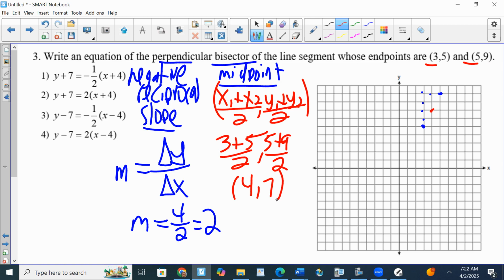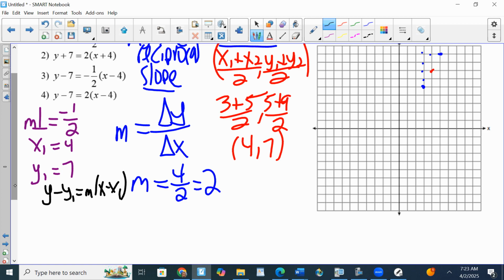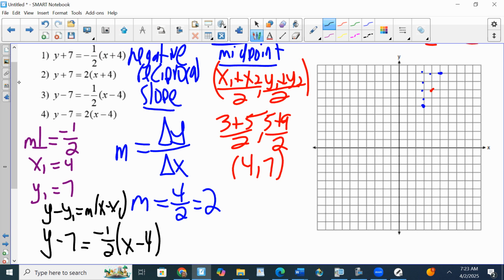So perpendicular lines have negative reciprocal slopes. So I find the negative reciprocal of my slope to be negative 1/2. My x1, y1 is my midpoint. And now I sub into y minus y1 equals m, x minus x1. Minus means change the sign, so it's y minus 7 equals negative 1/2 x minus 4. Might have to distribute, and I isolate y. But I don't, in this case. Make sure you circle the right choice.